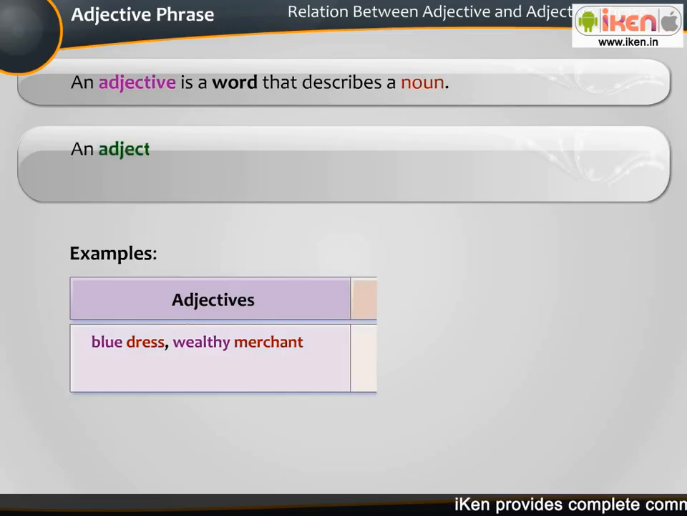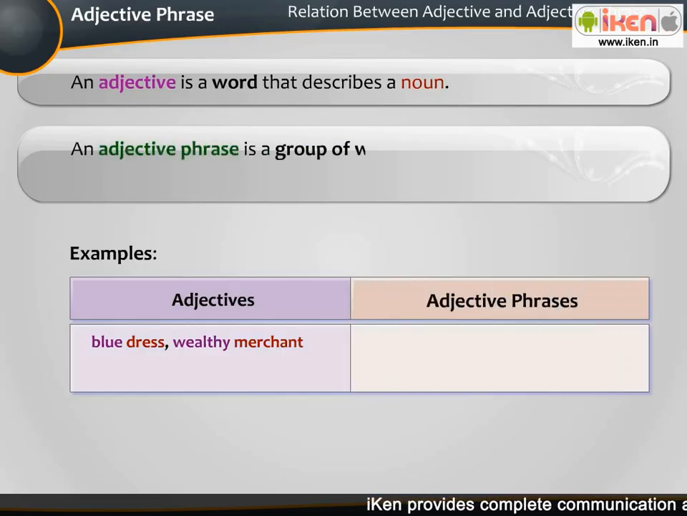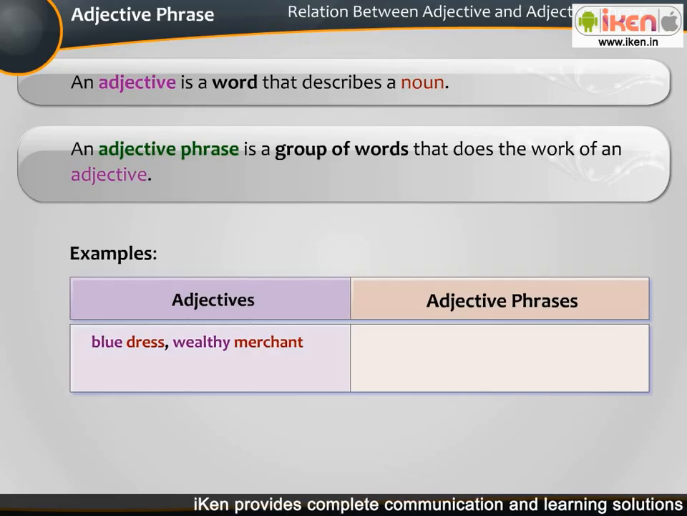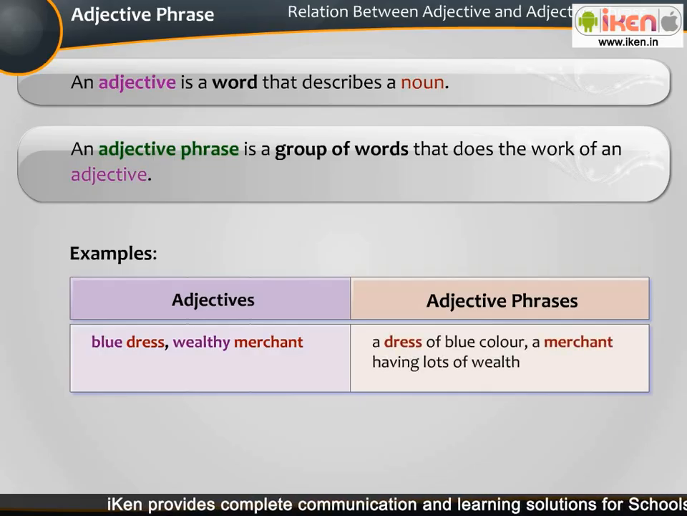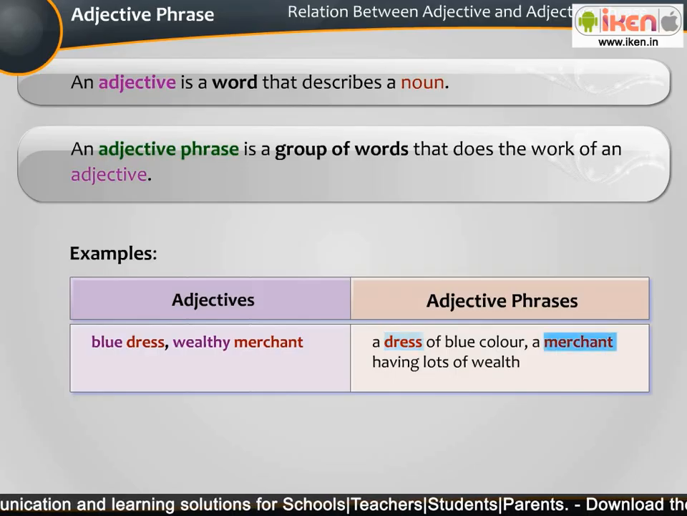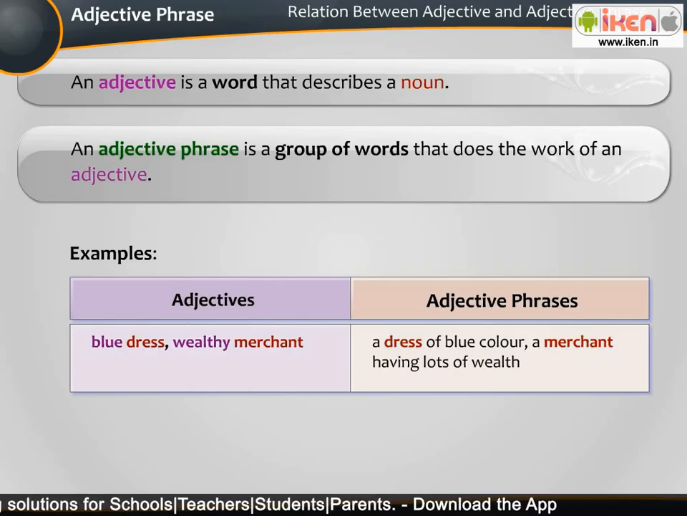Whereas an adjective phrase is a group of words that does the work of an adjective. For example, a dress of blue color and a merchant having lots of wealth. Here, the nouns dress and merchant are described by a group of words performing the same function as adjectives, called adjective phrases.